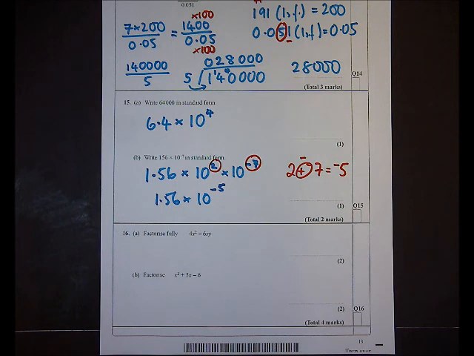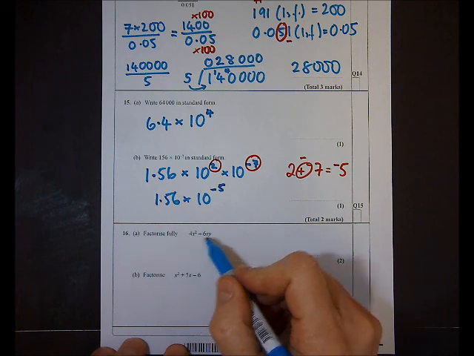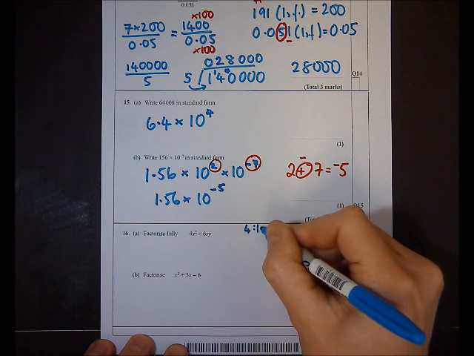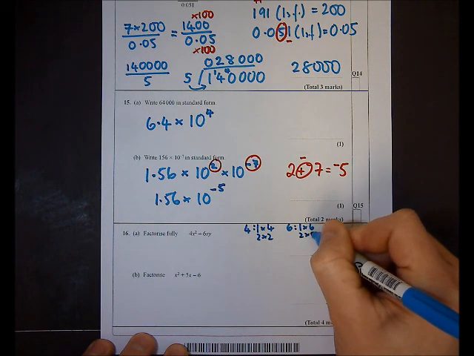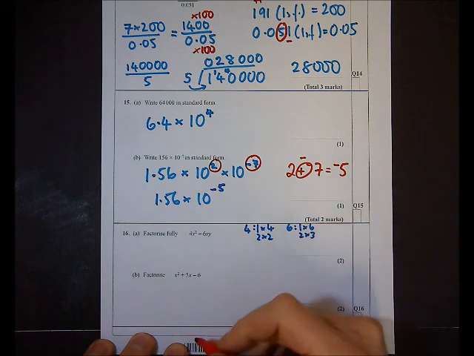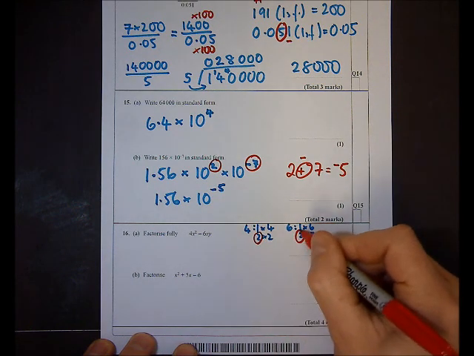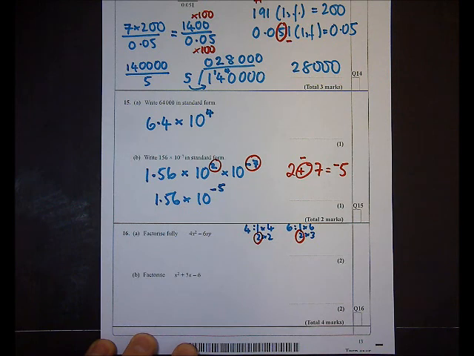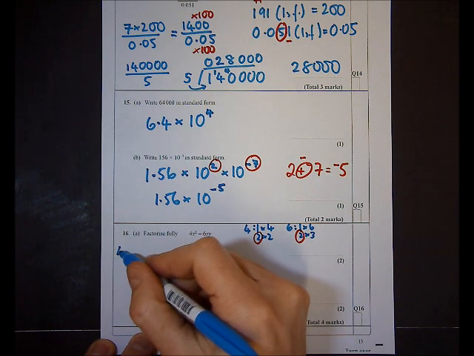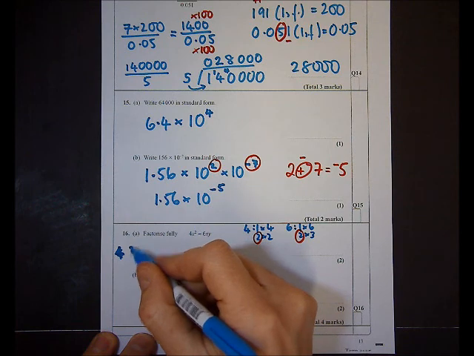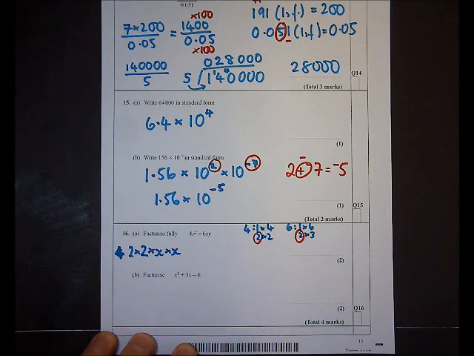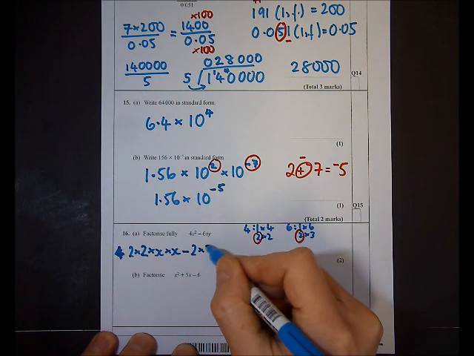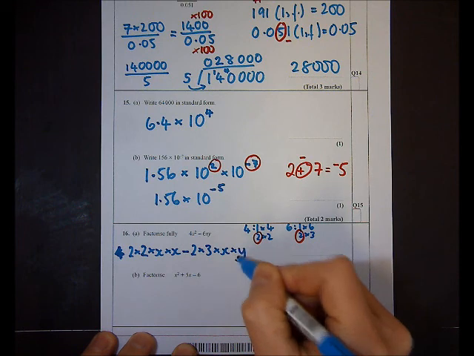On question 16, I'm asked to factorise fully 4x squared minus 6xy. So first off, I'm going to find the factors of 4 and 6. 4 is 1 times 4 and 2 times 2. And 6 is 1 times 6 and 2 times 3. I'm looking for the highest common factor there, and the highest common factor is 2, because it appears in both lists, and it's the highest number. So that means 4x squared I can write as 2 times by 2 times by x times by x, take away 2 times by 3 times by x times by y.